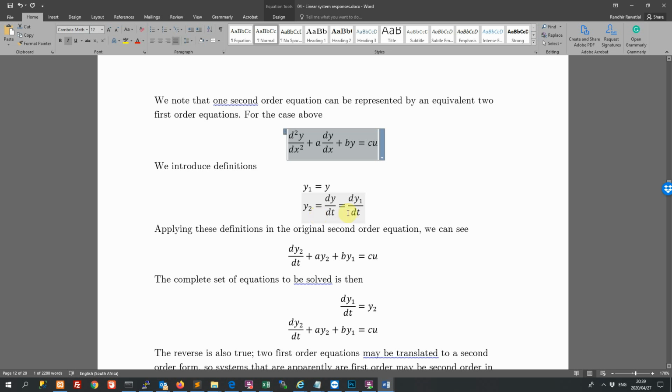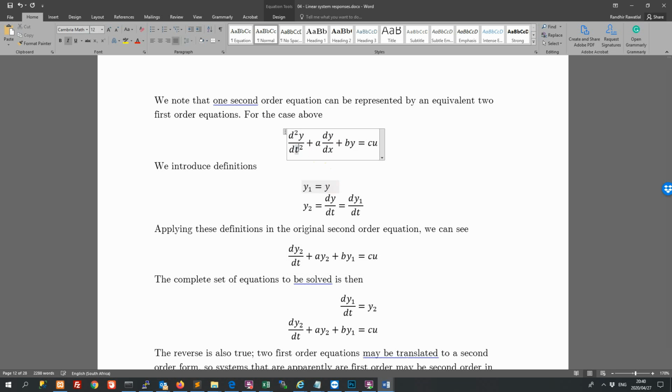Now if you look at y2, that's the same as dy/dt. So the first derivative of y2 is the second derivative of y. So your second derivative of y you can replace by the first derivative of y2, right? You can see it here. dy2/dt is going to be d/dt of this, which is d2y/dt squared, right? So that's there. And then this term, a dy/dx, should be dt, right, not dx.